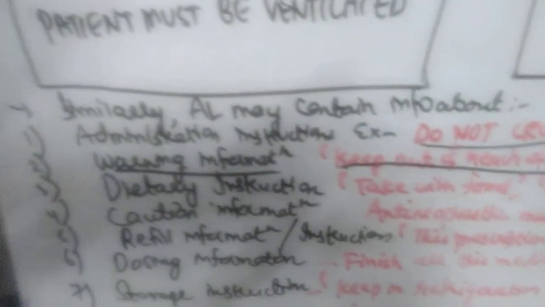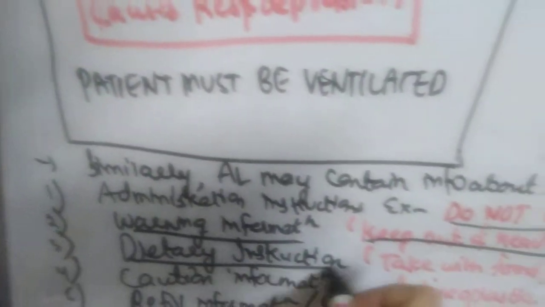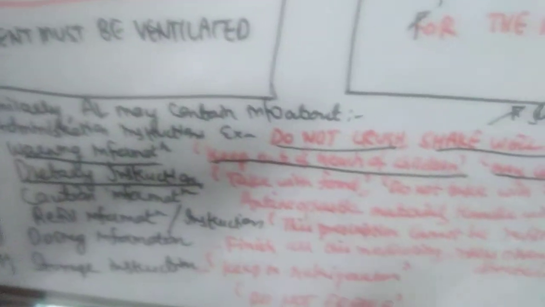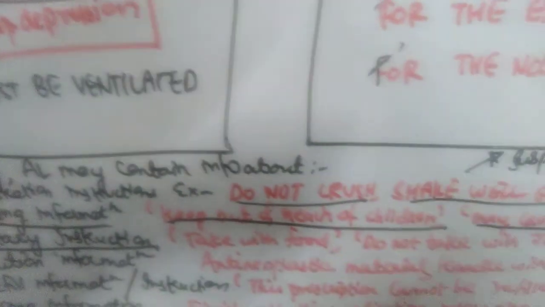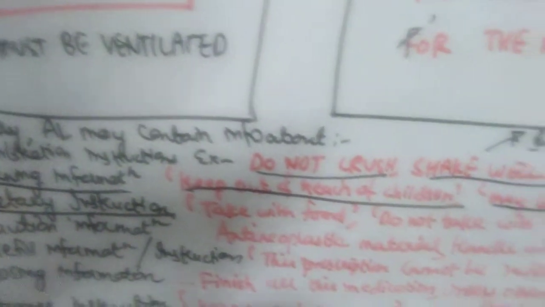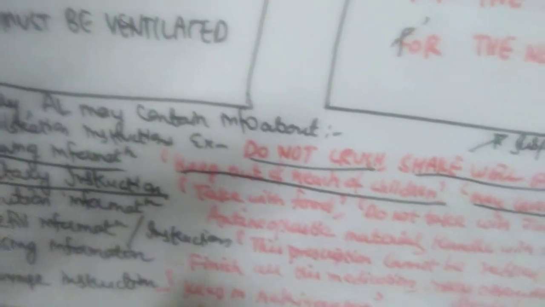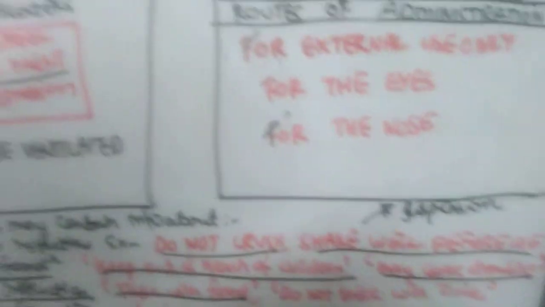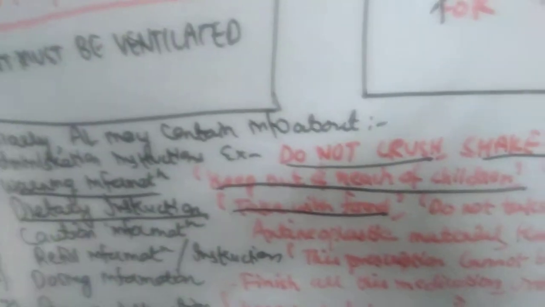Next, dietary instruction. Whenever you are giving dietary instruction, it means what you should administer the tablet with and what you should avoid taking the tablet with. For example, if the medication is intended to be taken with food, such as iron capsules or iron tablets taken after food, it increases the absorption of iron. So that is take with food. That will be one dietary instruction.